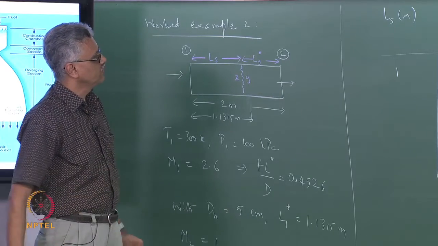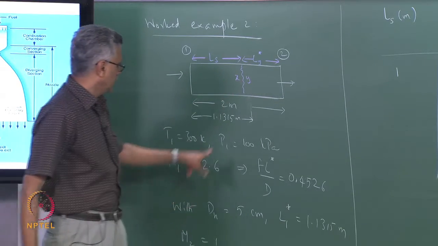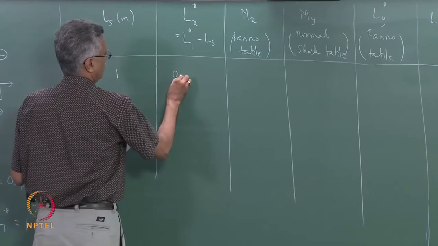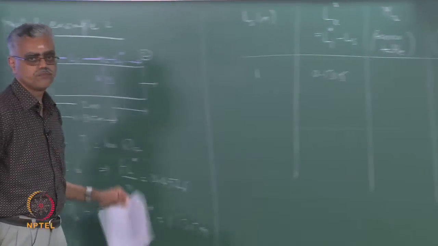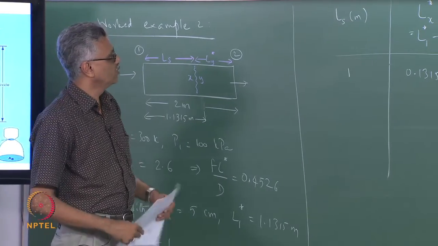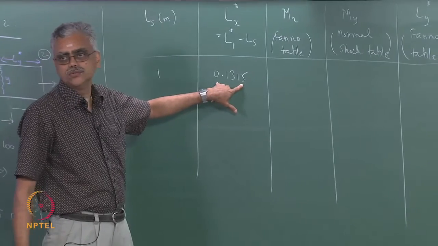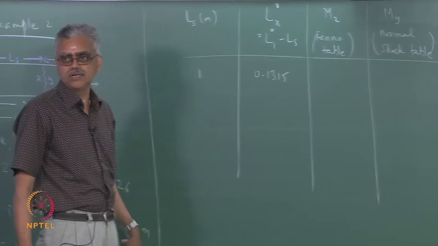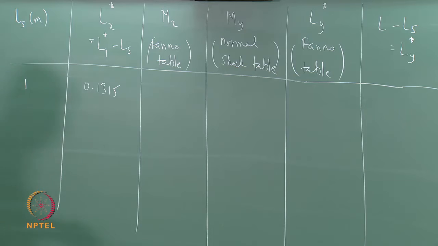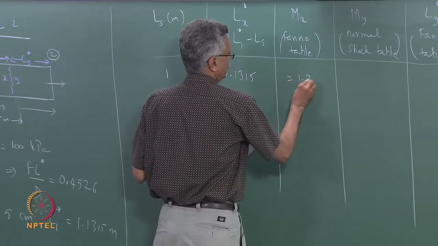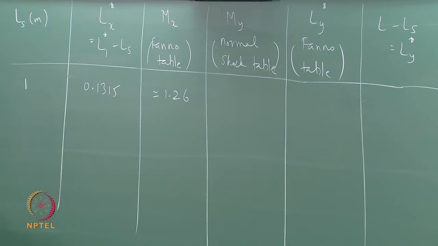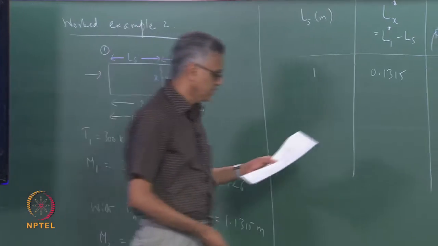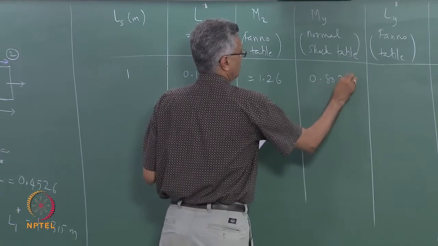This gives me Lx star to be L1 star minus Ls. L1 star is 1.1315, so L1 star minus Ls is going to be 0.1315. Now I go to the Fanno table corresponding to this value of L star. Remember, we have to calculate f times this divided by dH, where we use the hydraulic diameter of the duct. Corresponding to that value, I get my Mach number Mx to be approximately 1.26. I now go to the normal shock table corresponding to this value of Mx, and I get My to be 0.8071.